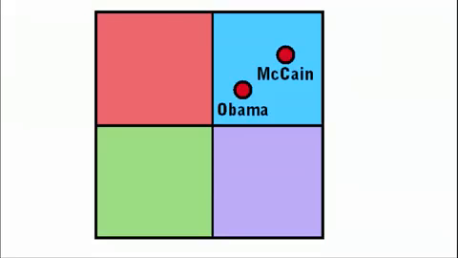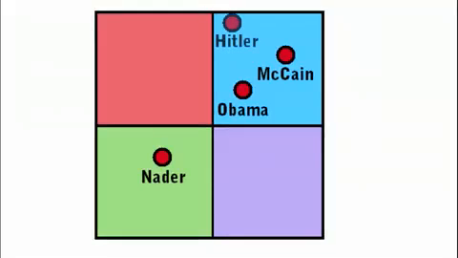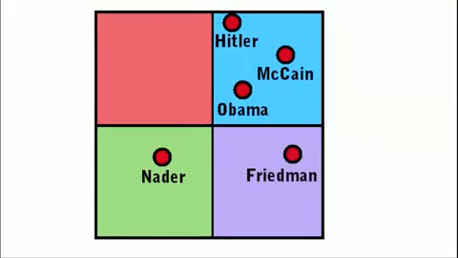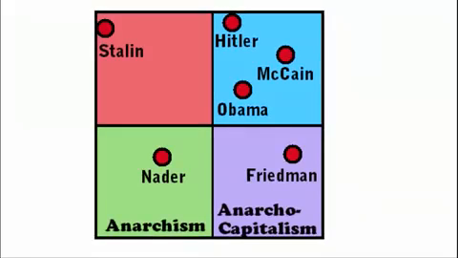In order to understand how this scale works, we can for example see that Barack Obama and John McCain both are found in the authoritarian right field, while for example Ralph Nader will be found in the libertarian left field. Near the authoritarian limit we find Adolf Hitler, while Milton Friedman would be in the libertarian right field and Joseph Stalin in the upper authoritarian left field. It is on the very bottom of this scale that we find anarchism and anarcho-capitalism.